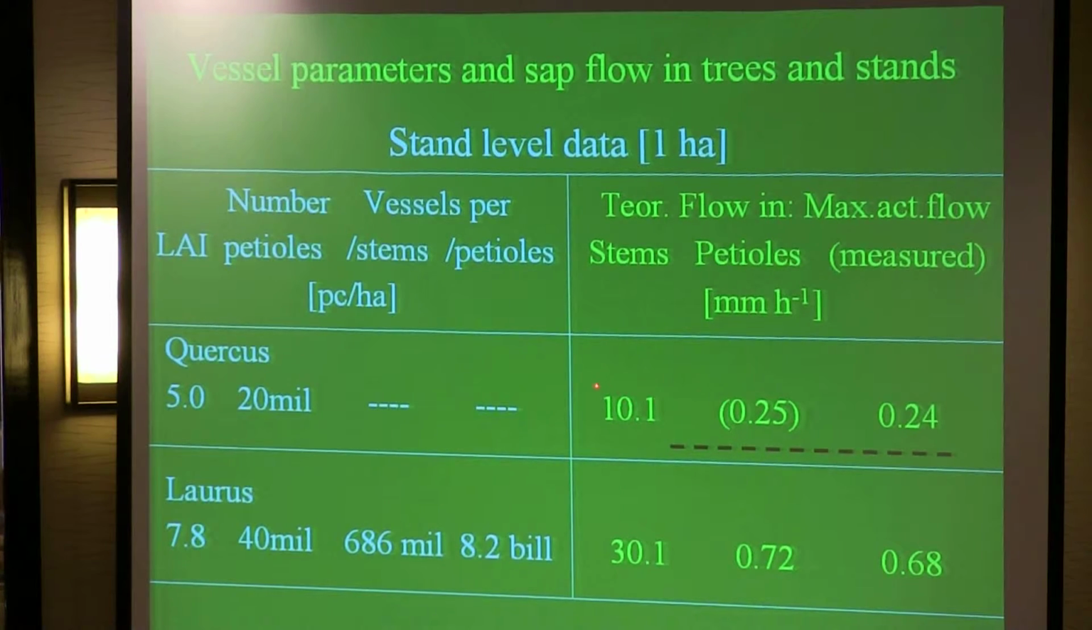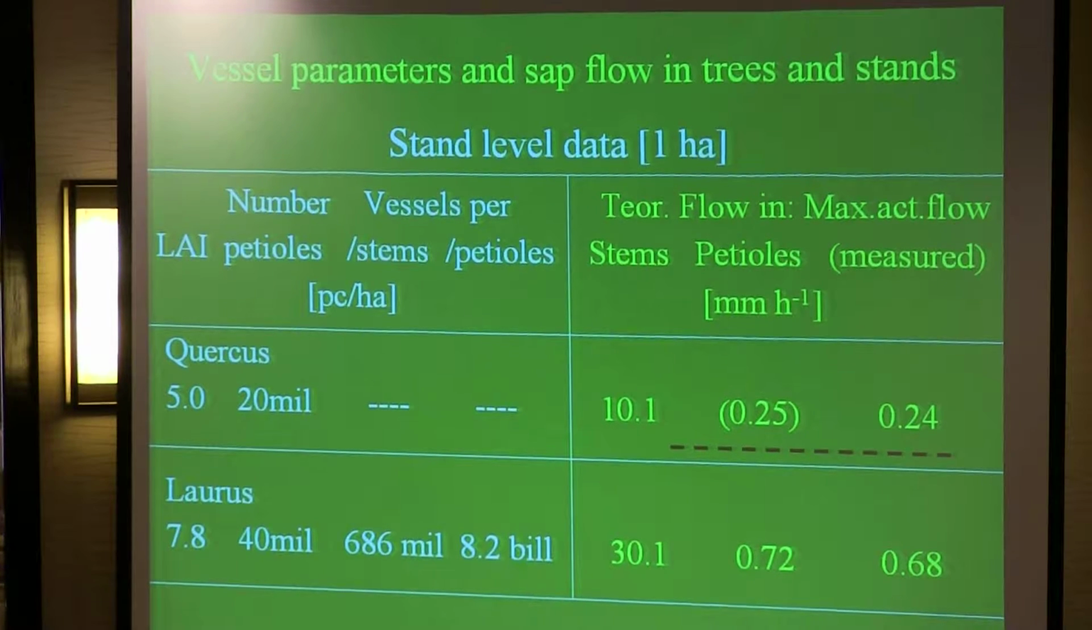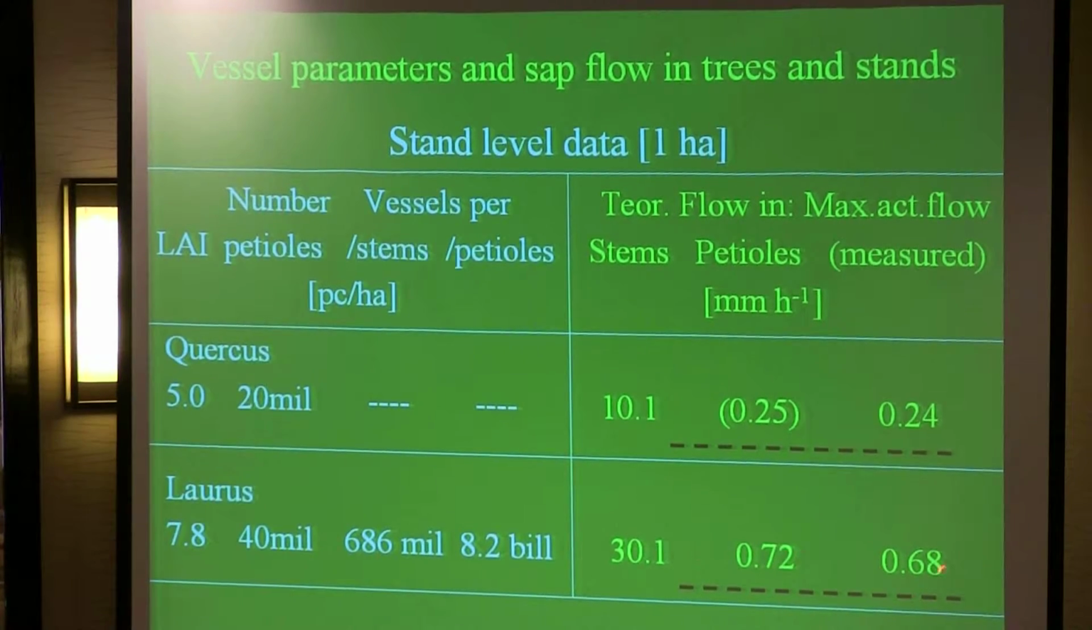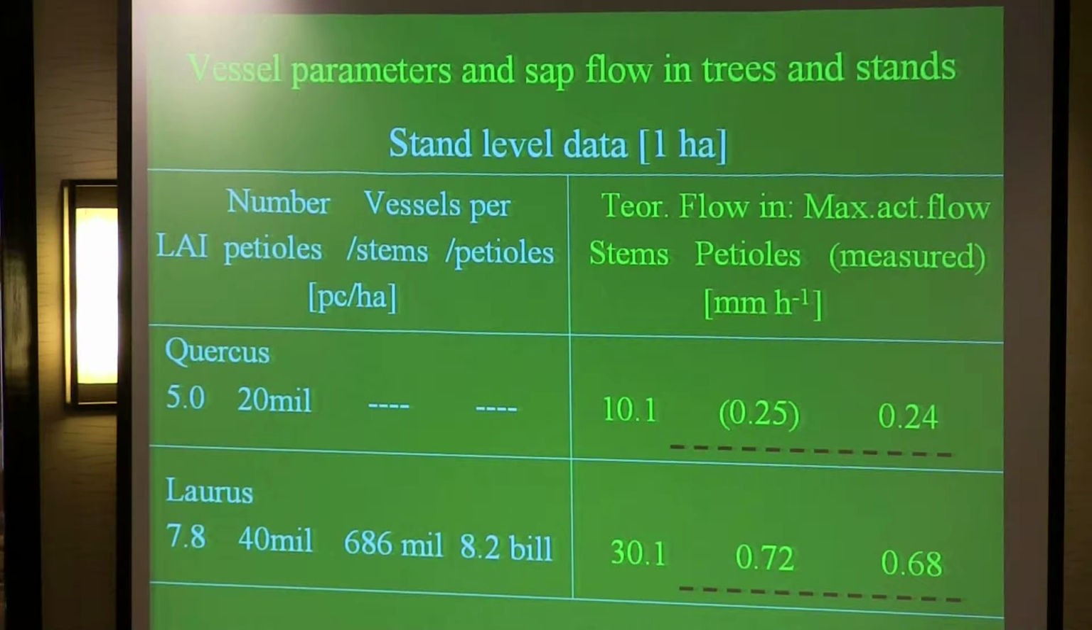So in this case, the theoretical flow in stem is about 40 times higher than the theoretical flow in petioles. And this is true here also. And also the difference between flows in petioles is about 5% compared to maximum measured flow. So irrespective of these two species' differences, they behave almost the same way.